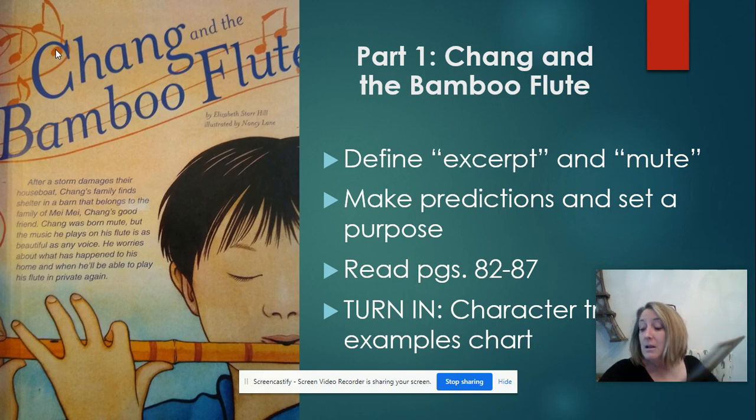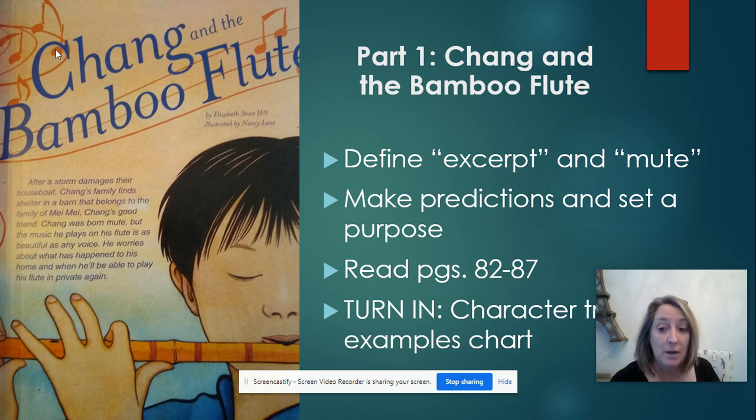That's what you're reading. We also read in the introduction that Chang is mute. A mute is a person who cannot speak. So part of the purpose for reading this story is to find out, how does Chang communicate? Does he only use his flute, or what other means does he use to share what he's thinking and feeling with his family and friends? I'm also curious to know, how does this flute play into the bigger picture, and how is his family going to overcome losing their houseboat and the conditions of living in a barn?